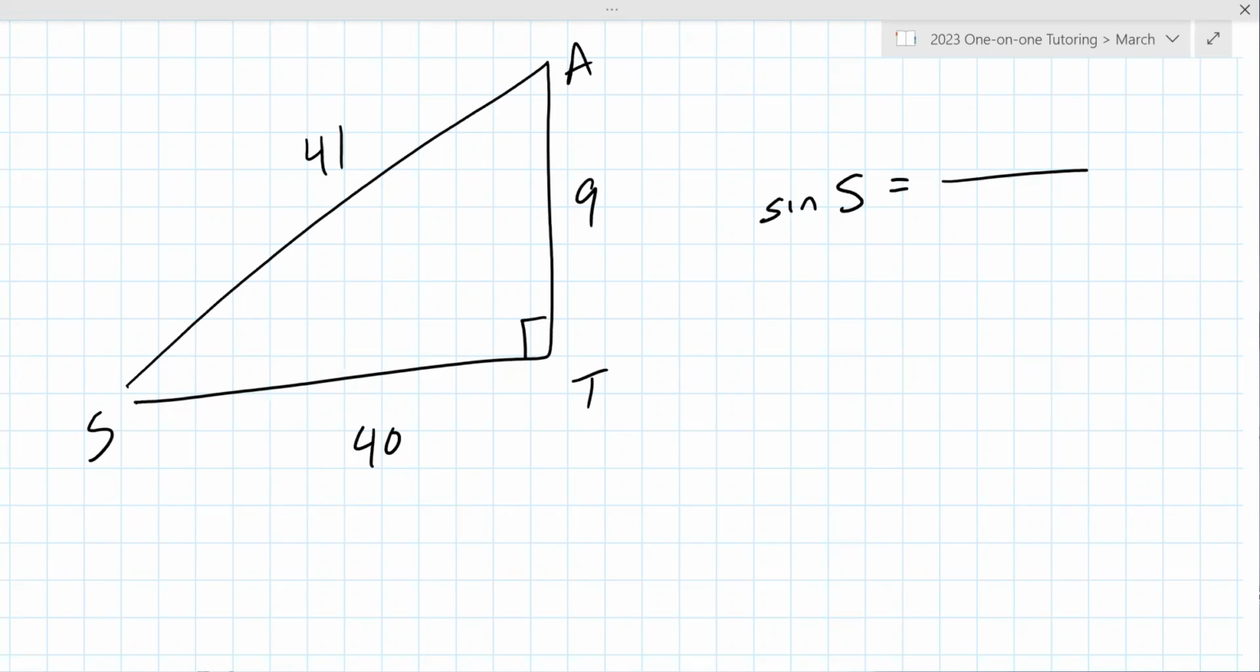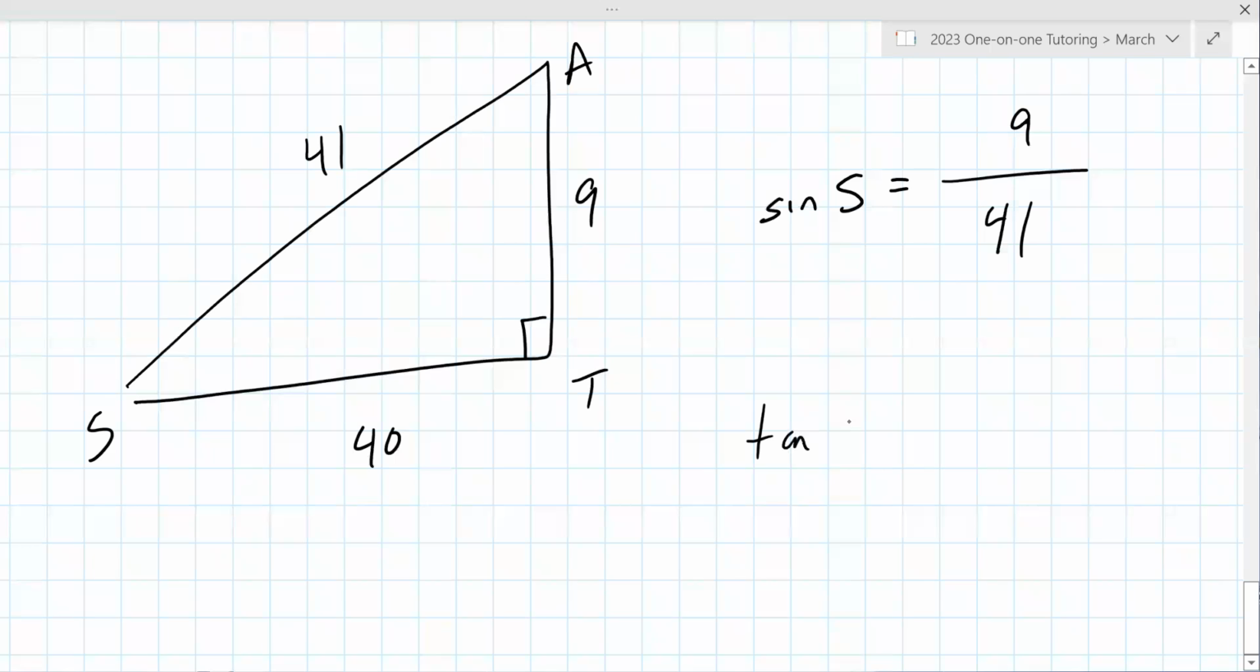Opposite over hypotenuse, so 40 over 41. Okay, where is S in this drawing? Right there. Okay, it's 9 over 41 because it's the one further away. That's right, it does matter.